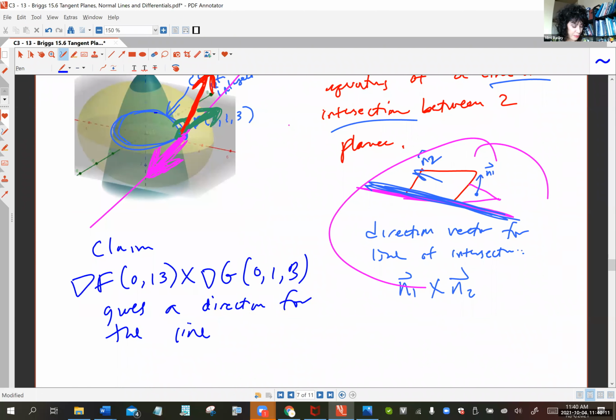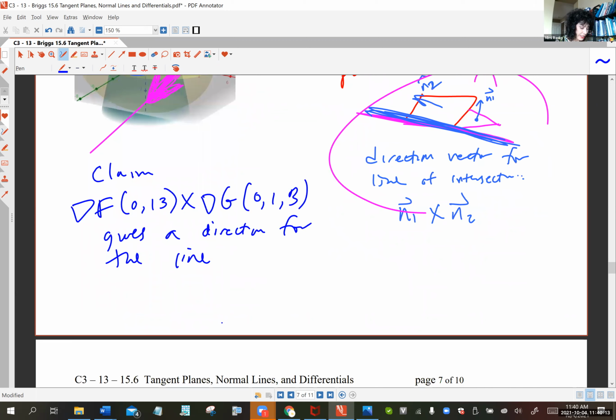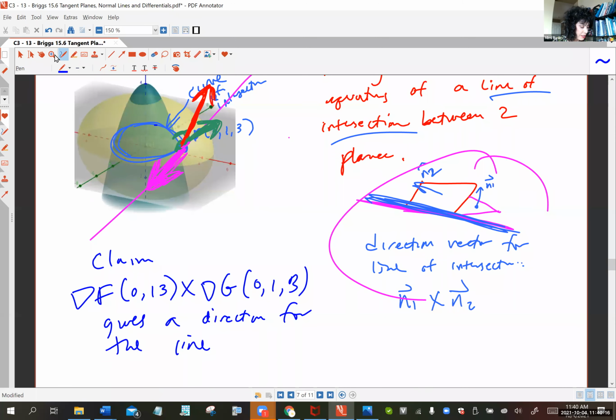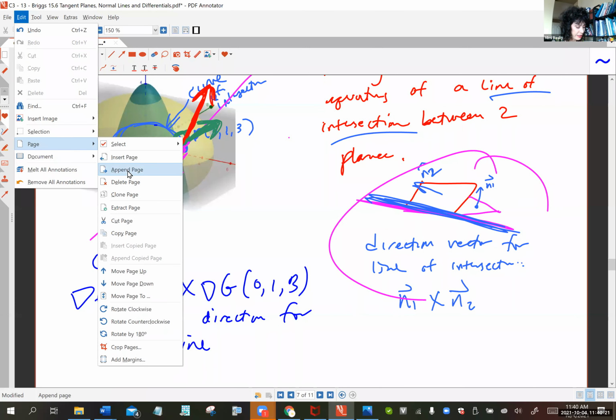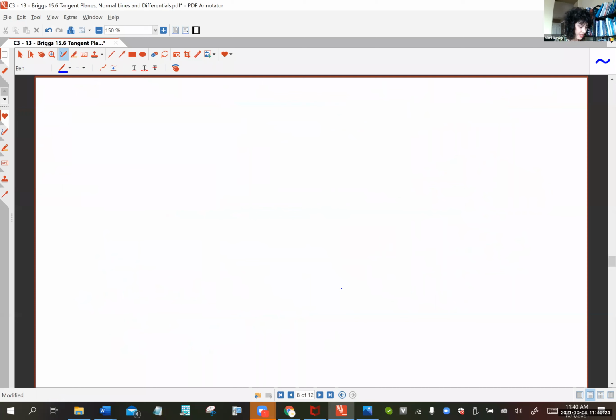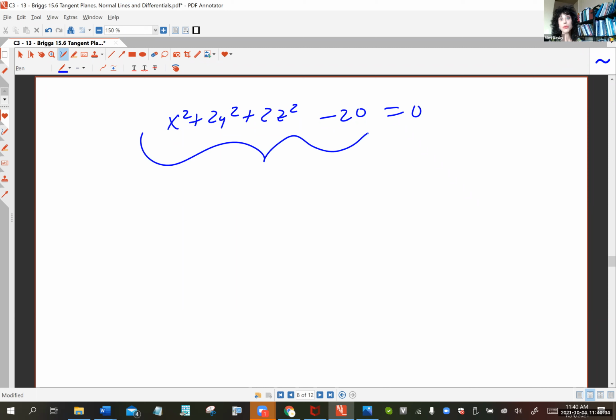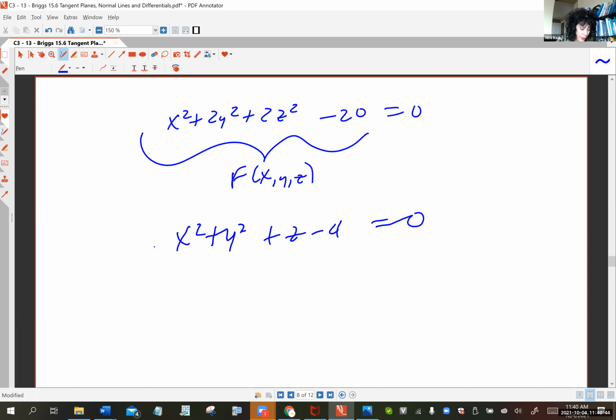Let's go in slow motion. First, step 1, where we get everything on one side and 0 on the other for the first surface, which is the egg, the ellipsoid. So let's do that. I get x squared plus 2y squared plus 2z squared minus 20 equals 0. So this is a more general representation of the ellipsoid. Everything on the left, call that big F. And then we'll do the same thing for the paraboloid equation, get everything on one side and 0 on the other, and then call all this junk on the left big G.